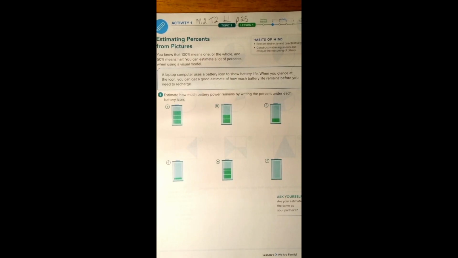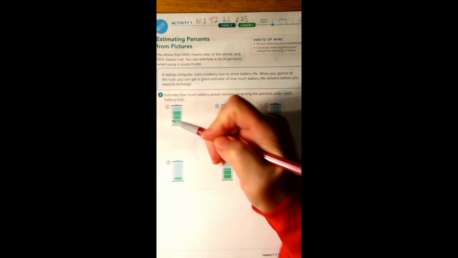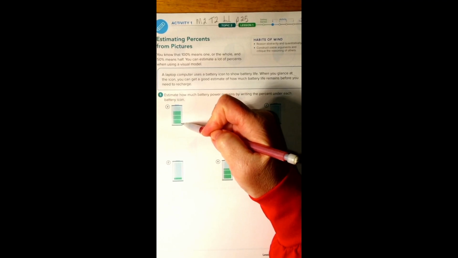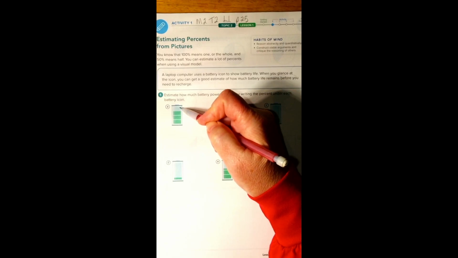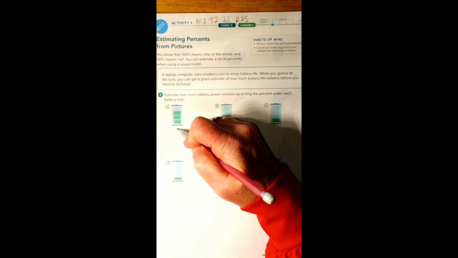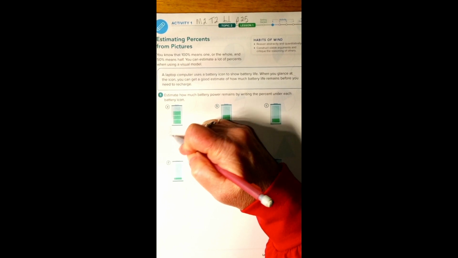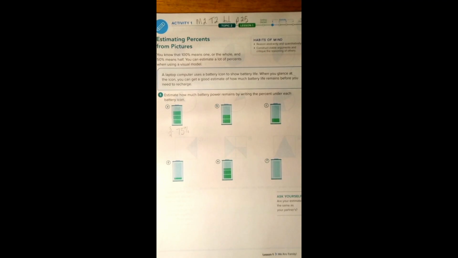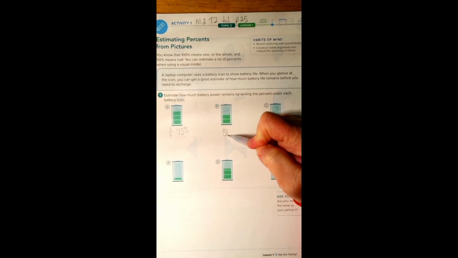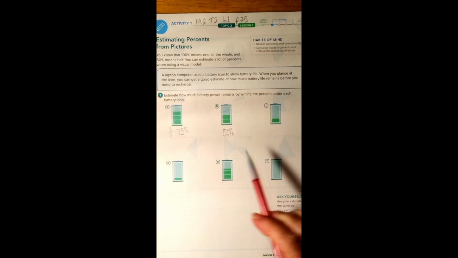Okay, I'm going to assume that you have already completed this. Some of these jump out right at us and are pretty easy to do. If we look at this one, there are 3 bars, and it looks like there's room for 4 bars. So 3 out of 4 bars would be 3/4, and you can probably easily say that's 75%. Then B, it looks like we have 2 bars and 2 are missing, so that one would be 50%.